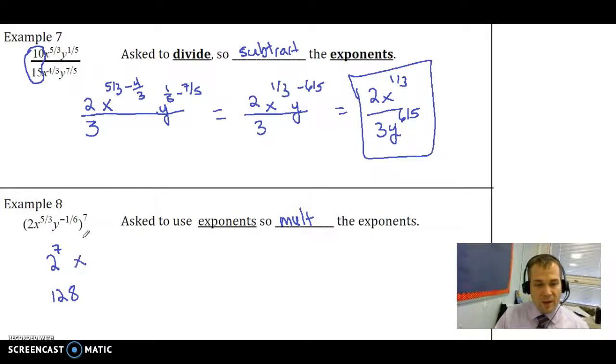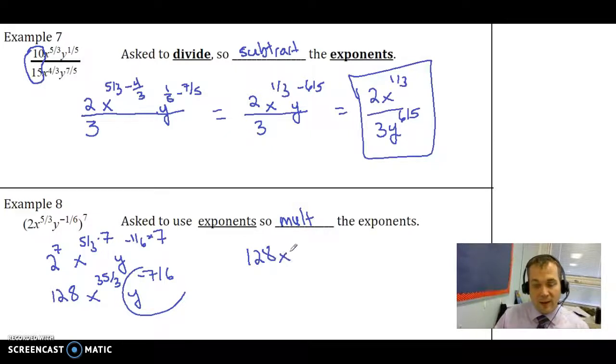And then it'll be x to the 5/3 times 7, y to the negative 1/6 times 7. I can use a calculator to figure these out as well. Same process. If you do that, you'll find that x will be to the 35/3 power, and y will be to the negative 7/6 power. And I cannot leave a negative exponent, so in my final answer, this will have to pop to the bottom. So 128 times x to the 35/3 on top, and then the bottom will be y to the 7/6.